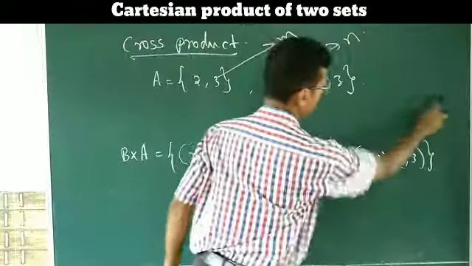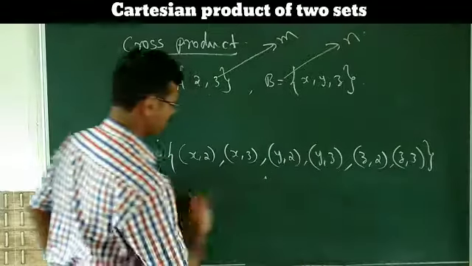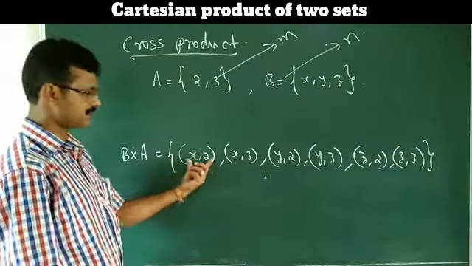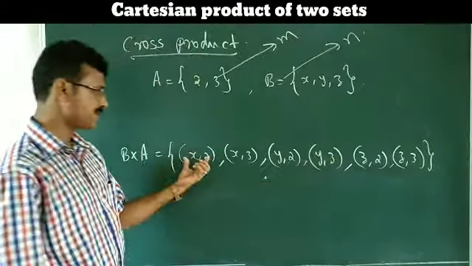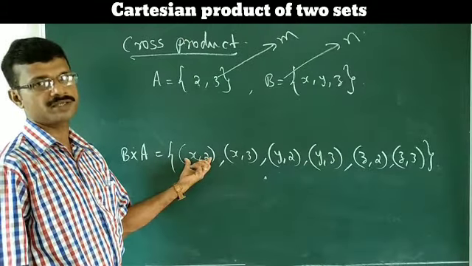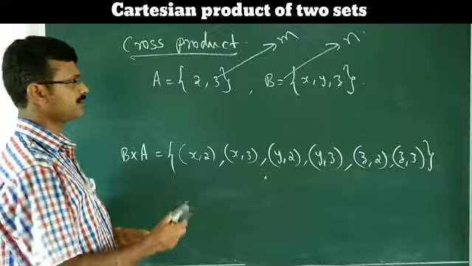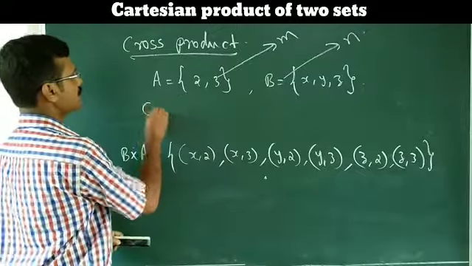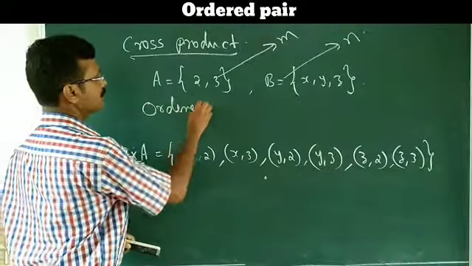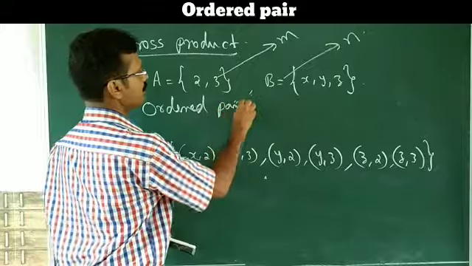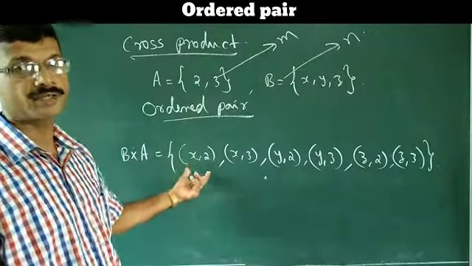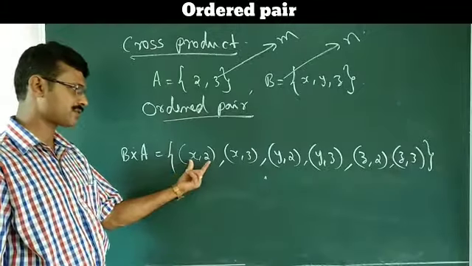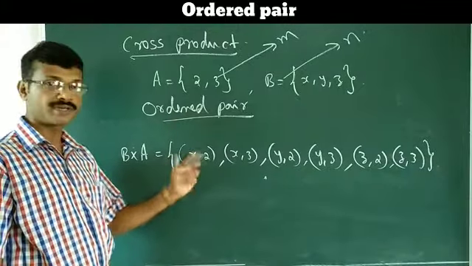Now if you see the elements of a cross product, these elements we write in brackets. They always come in pair format. So this one has a particular name, that we say it as ordered pair. Ordered pair means this only, it is an element of a cross product, and its order is very important.